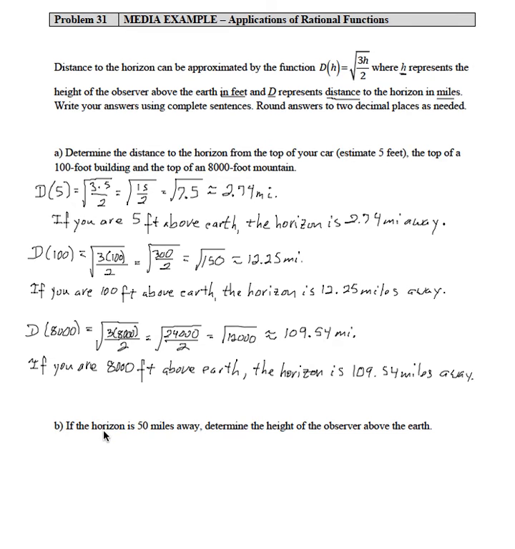So for part B, if the horizon is 50 miles away, determine the height of the observer above the earth. So 50 miles is an output. We want to find the input, the height. So we are going to set our equation, the square root of 3h over 2 equal to 50. I can work this algebraically by squaring both sides, because this is a square root.